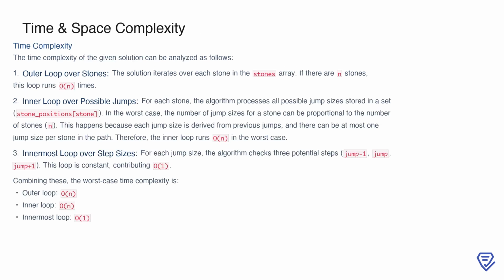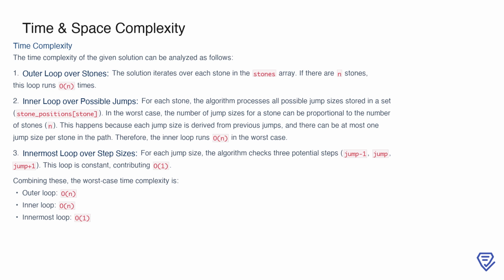To analyze the time complexity of the solution, we start with the outer loop, which iterates through each stone in the array. Since there are n stones, this loop runs n times. Next, we have the inner loop, where the algorithm examines all possible jump sizes stored in a set for the current stone. In the worst case, each stone can have up to n possible jump sizes because each jump is derived from prior steps, and there can be at most one jump size per stone. This means the inner loop also runs n times in the worst case.